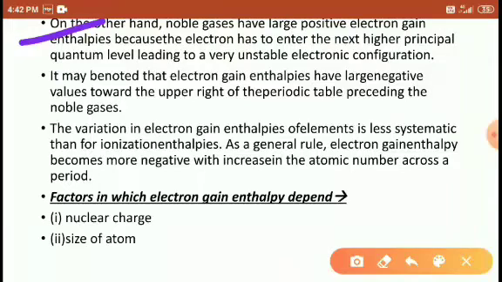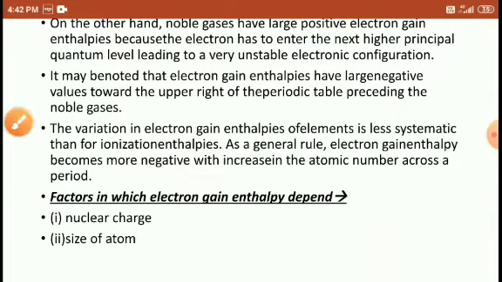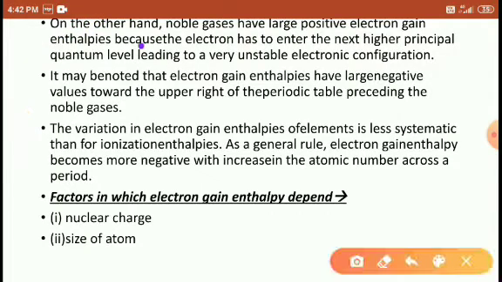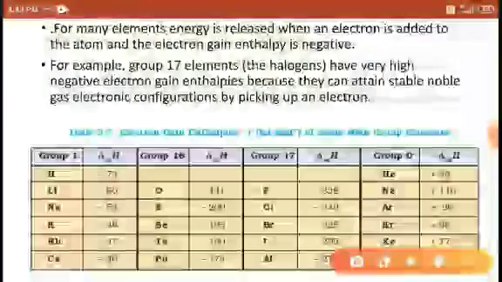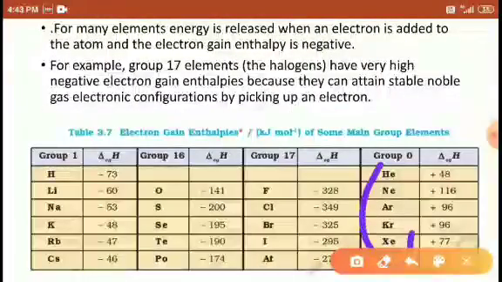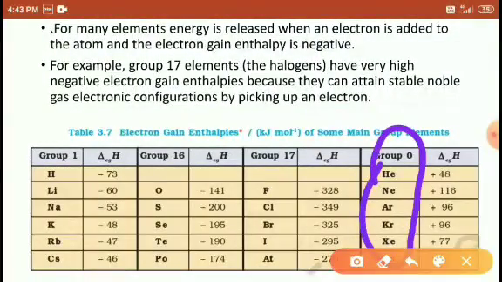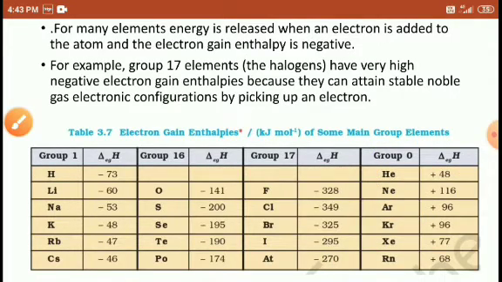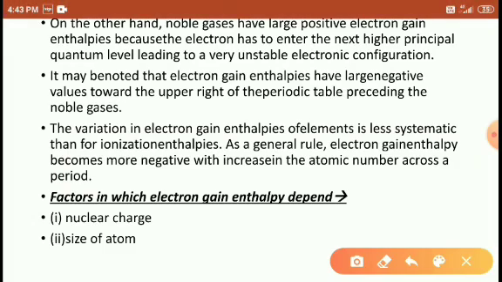On the other hand, the noble gases have a positive electron gain enthalpy because the electron has to enter the next higher principal quantum number level, leading to a very unstable electronic configuration. Right. So look here, students. For all the noble gases the electron gain enthalpy is positive. Positive means it needs very little energy.